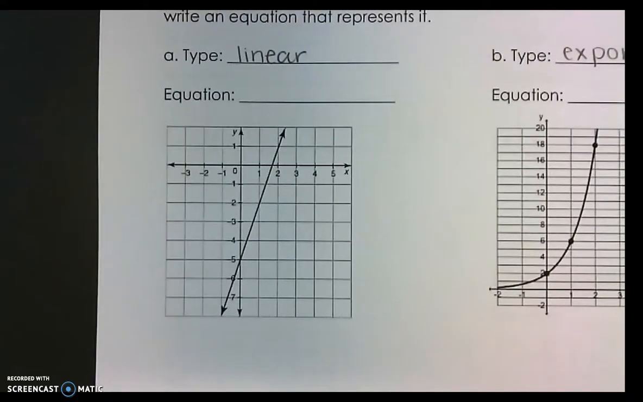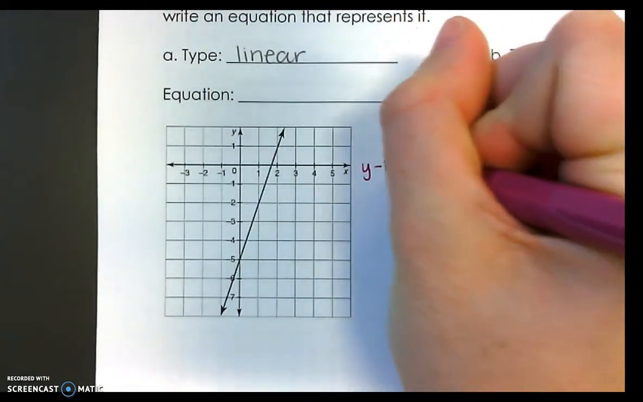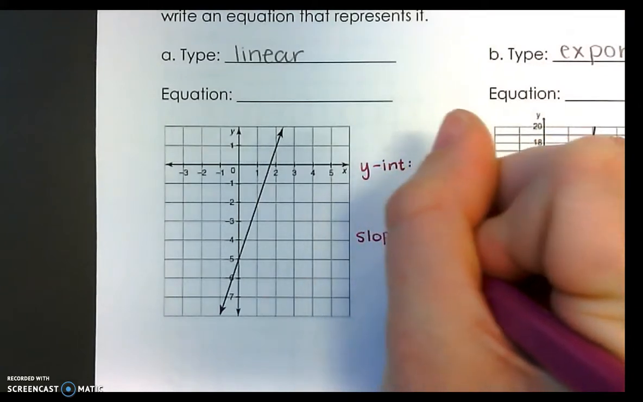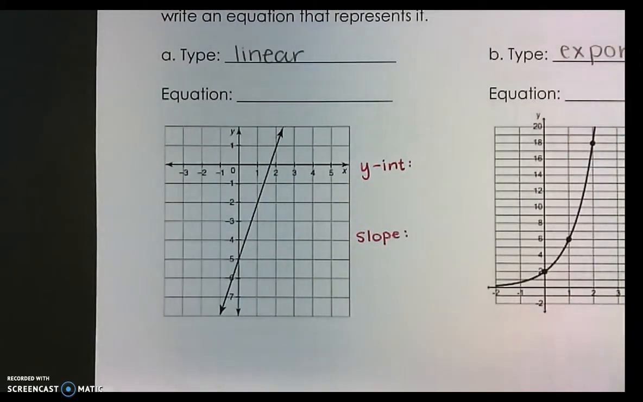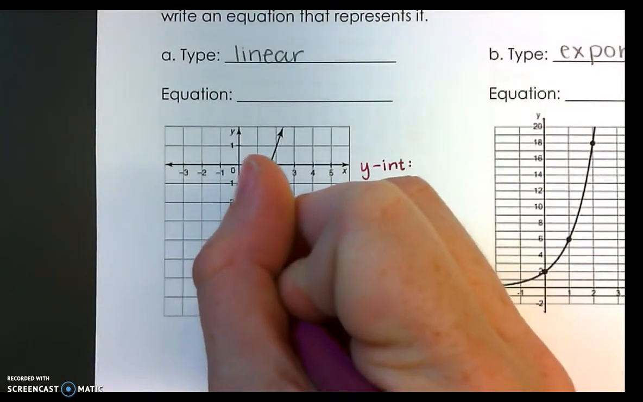graph, it's a linear graph because it's a straight line. So we need to know 2 things. We need to know the y-intercept, and we need to know the slope. The y-intercept is what I usually start with. So where my line crosses the y-axis, which is right here.